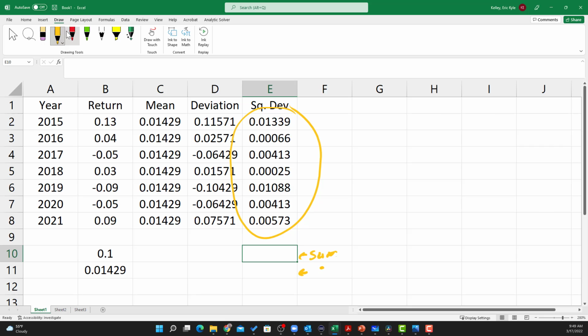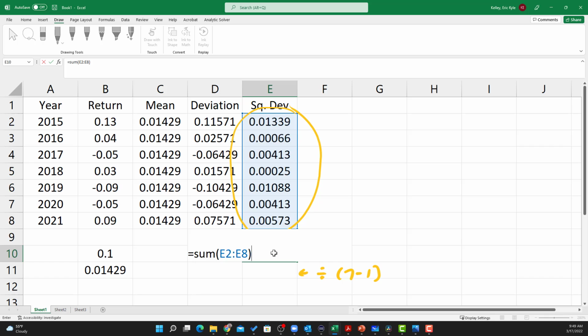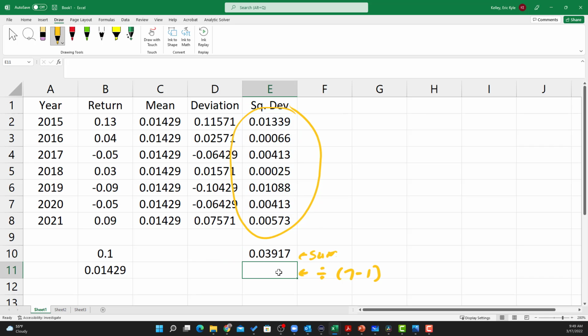And so for this cell, we're gonna divide by 7 minus 1 or 6. Okay, so here that equals the sum of this column right here. And again, I'm going to divide that by 7 minus 1. So equals that column divided by 7 minus 1. And I have 0.00653. That is the variance.